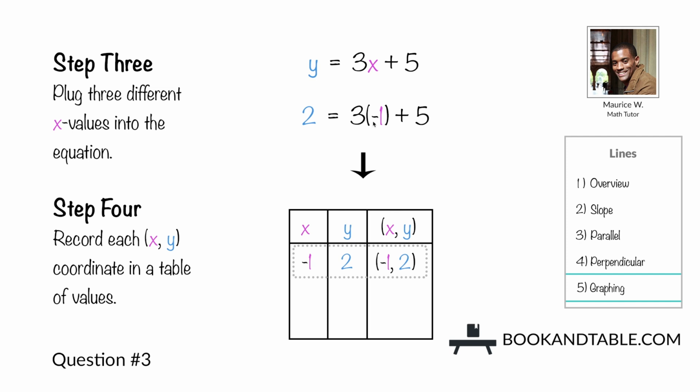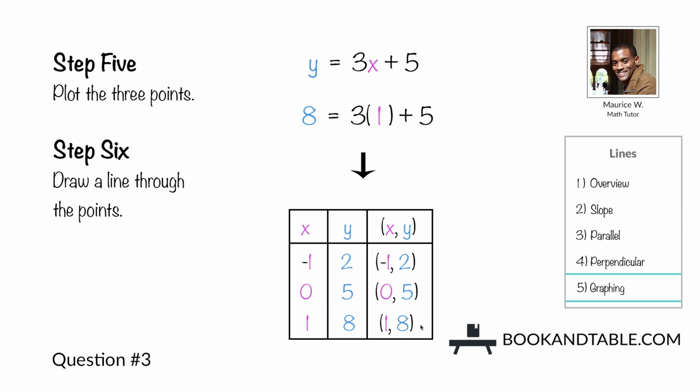So when x is negative 1, we have 3 times negative 1, which is negative 3. Negative 3 plus 5 is positive 2. So when x is negative 1, y is 2. When we plug in 0 for x, 3 times 0 is 0. 0 plus 5 is 5. So our second point is 0, 5. Then lastly, when x is 1, we get 3 times 1, which is 3. 3 plus 5 is 8. So when x is 1, y is 8. And now we have 3 points.